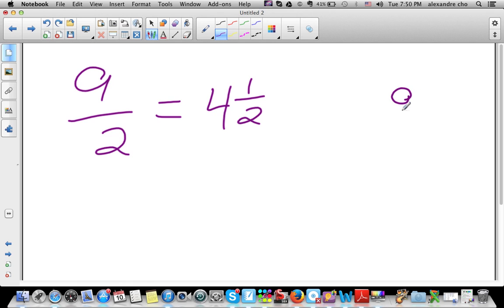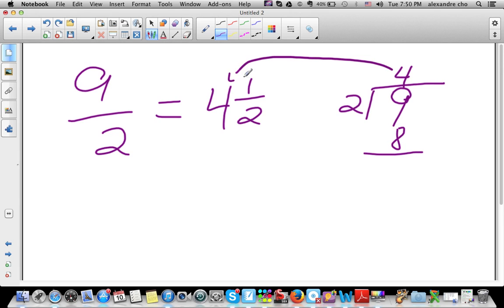I'll do that on the side here so you can see. 9 divided by 2. 2 goes into 9 4 times, which is 8. That becomes my whole number. And if you subtract 9 minus 8, you get 1. You're not going to continue this, and your remainder is right here. So 9 over 2 is the same thing as 4 and a half.